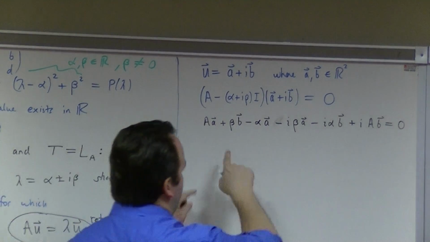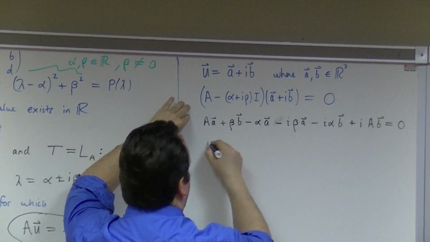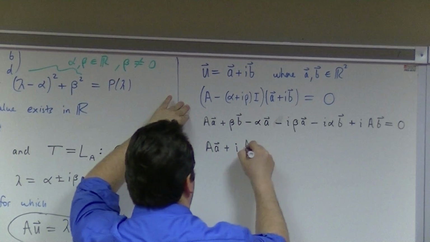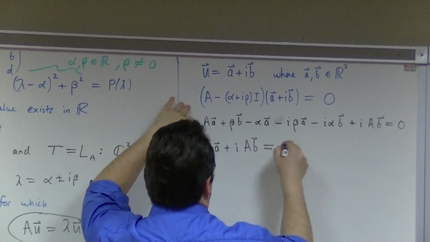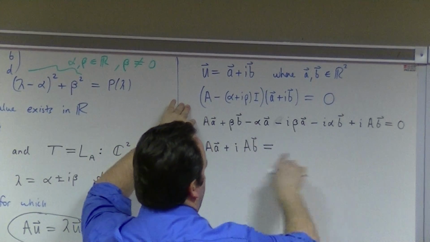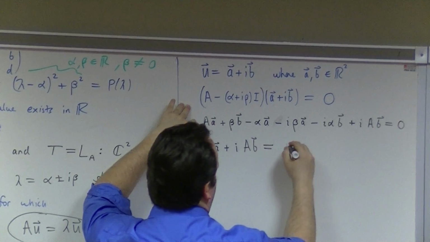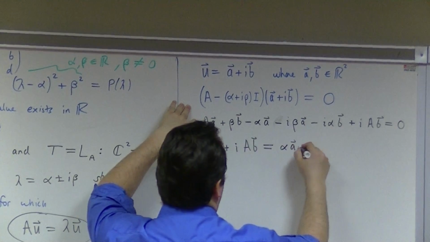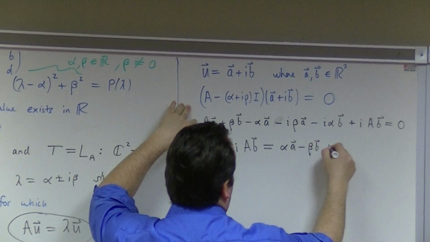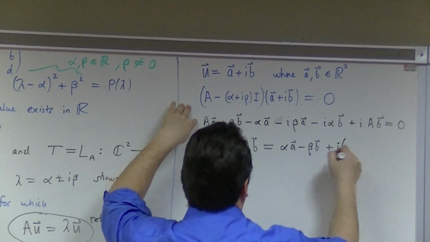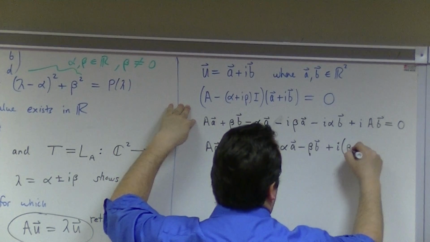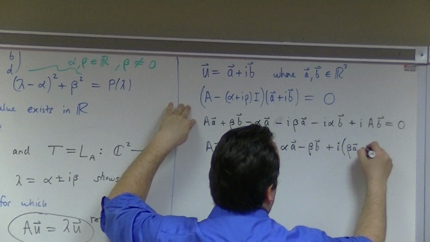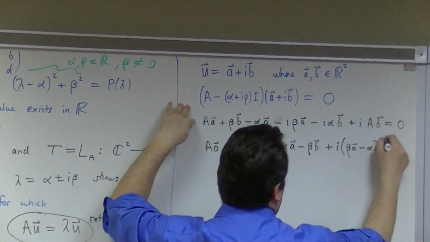Now, group everything together. You've got A A plus i times A B is equal to what? On the other side, if you put everything on the other side, I have alpha A minus beta B plus i, parentheses, beta A minus alpha B, right?